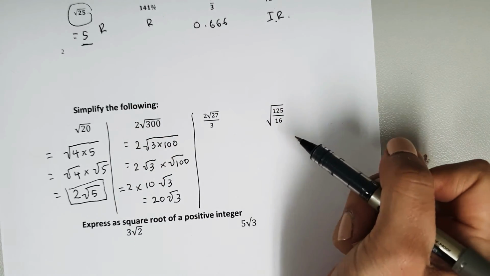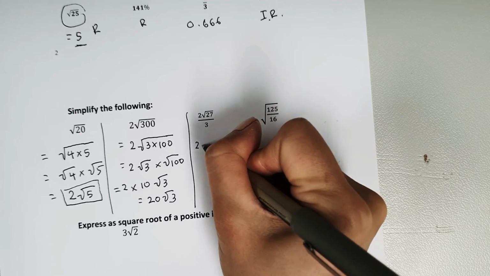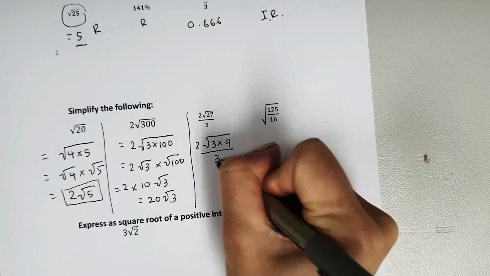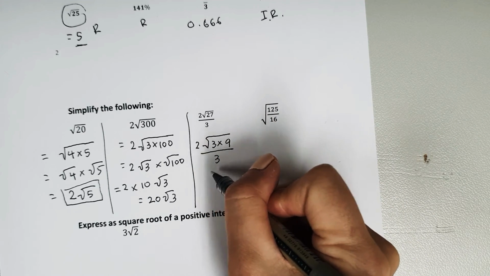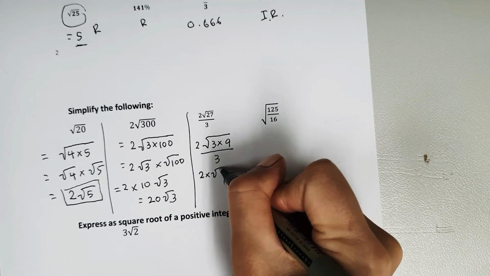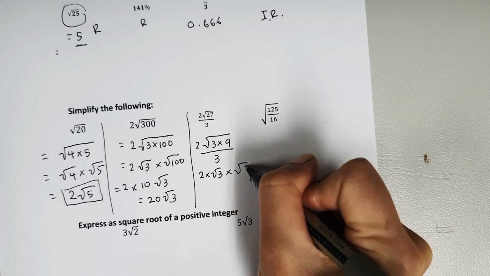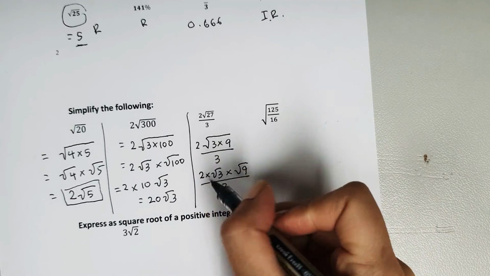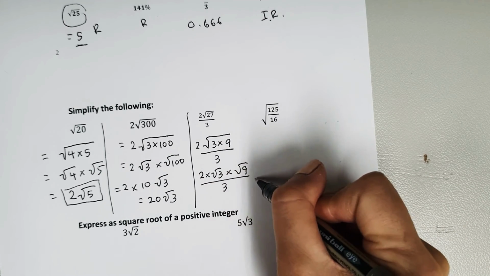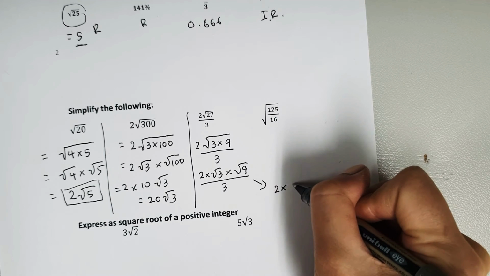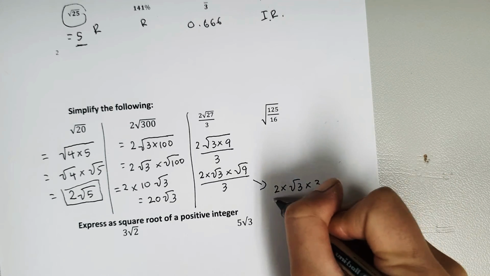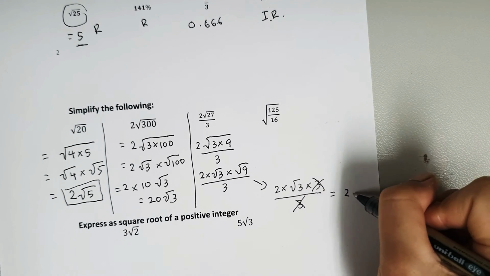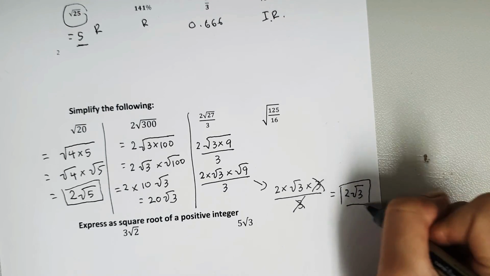All right, moving on to the next one. So we've got 2 at the top, and the 27 can be broken down into 3 times 9 over 3. And then we've got at the top 2 times the square root of 3 times the square root of 9 all over 3. Now, when you get the hang of it, you can probably skip this step and go straight from there to the next step here. So that will be 2 times square root of 3 times 3 all over 3. 3 and 3 will cancel out. So you're left with 2 square root 3 as your final answer.